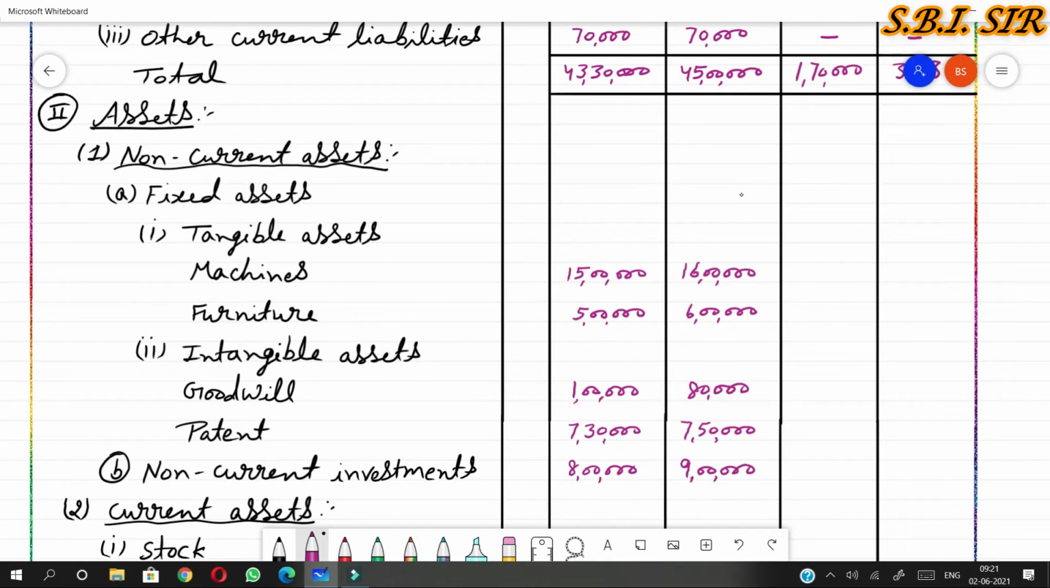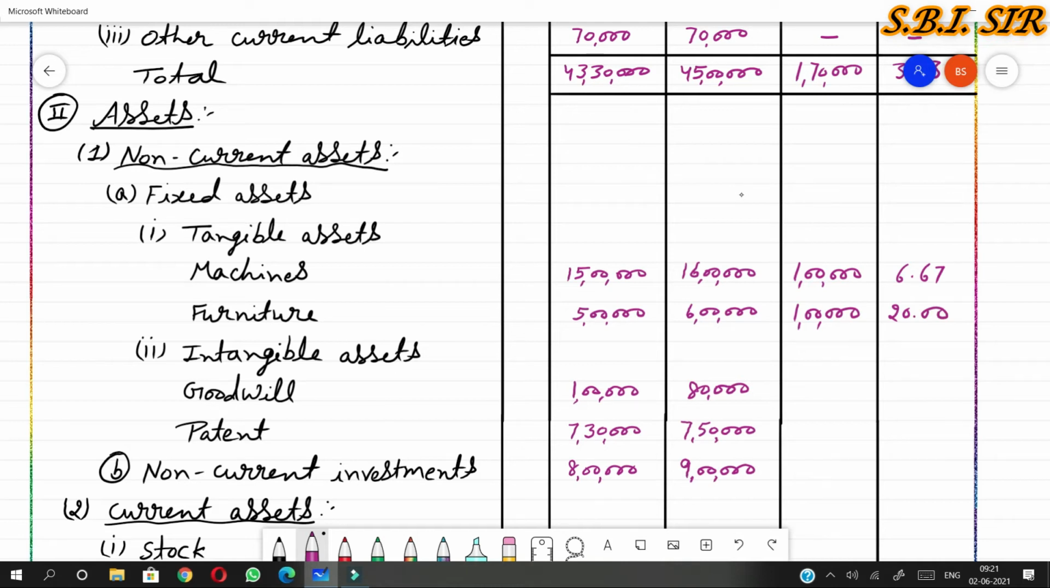Then in machines there is an increase. 16 lakh minus 15 lakh, we will get 1 lakh. 1 lakh divided by 15 lakh multiply by 100, we will get 6.67 percentage. In furniture there is also increase. 6 lakh minus 5 lakh, we will get 1 lakh. 1 lakh divided by 5 lakh multiply by 100, we will get 20 percentage.